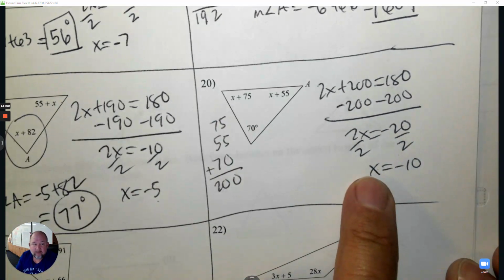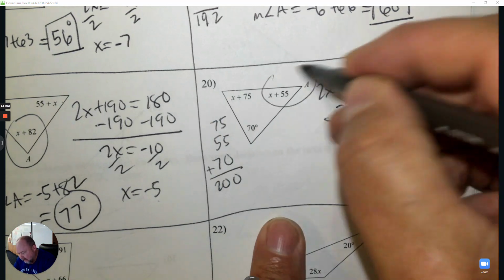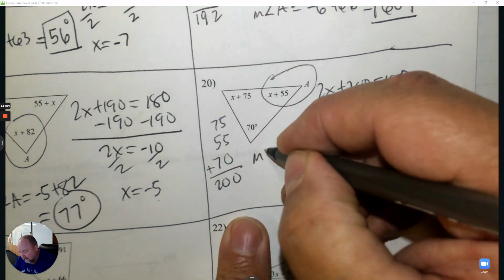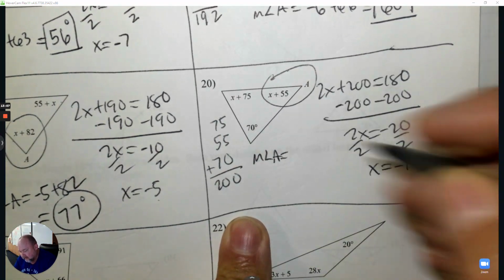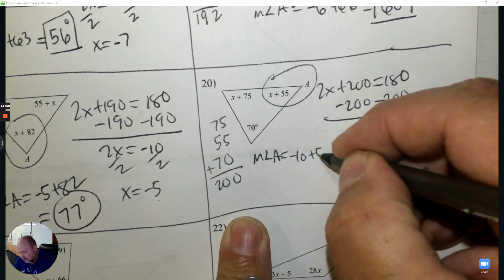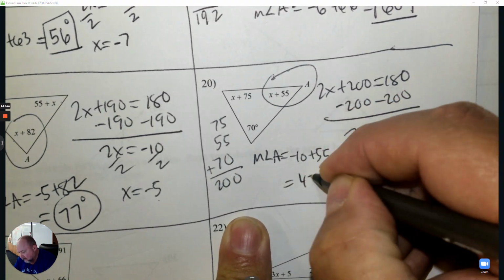And again, we're not looking for what x equals. We got to see where A is. And so what is the measure of angle A? Instead of x, it's negative 10 plus 55. So that answer is 45.